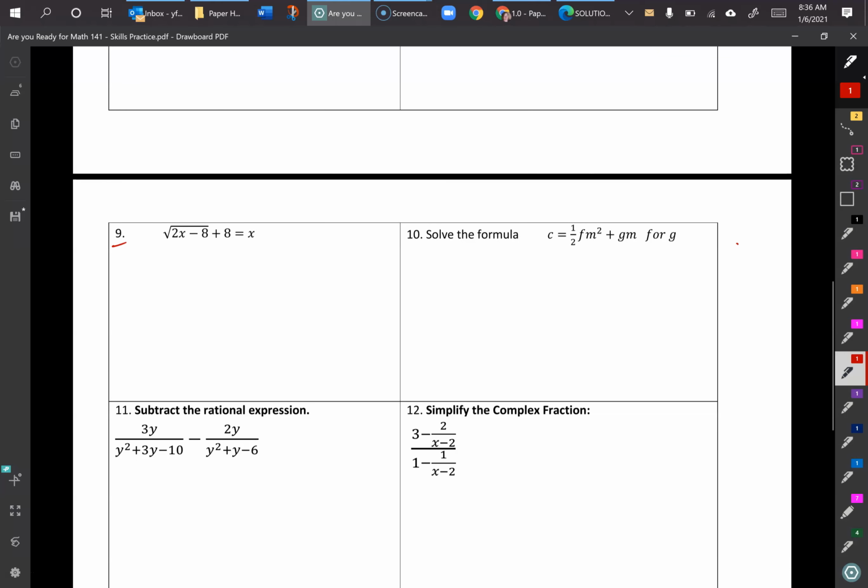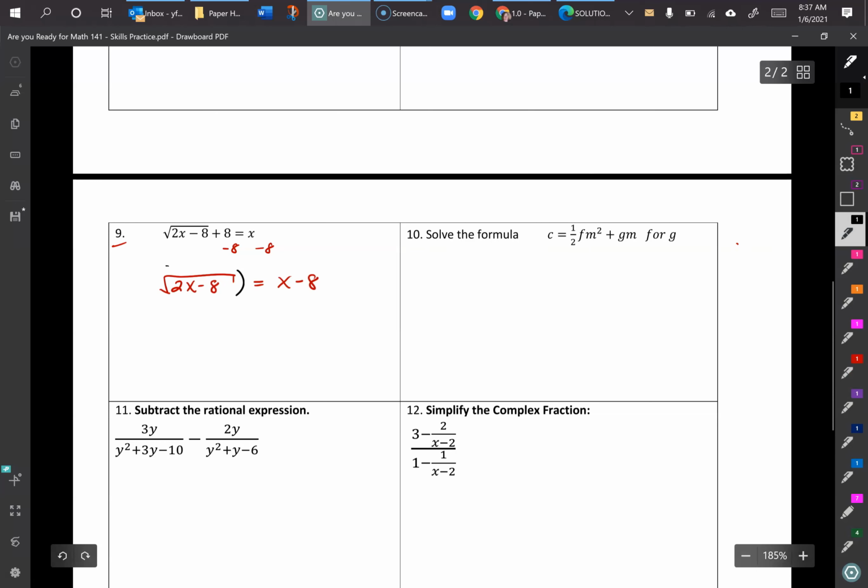So this one's set up almost there, but you have to subtract 8 from both sides and then square. So I'd have the square root of 2x minus 8 in a radical, right? Equals x minus 8.